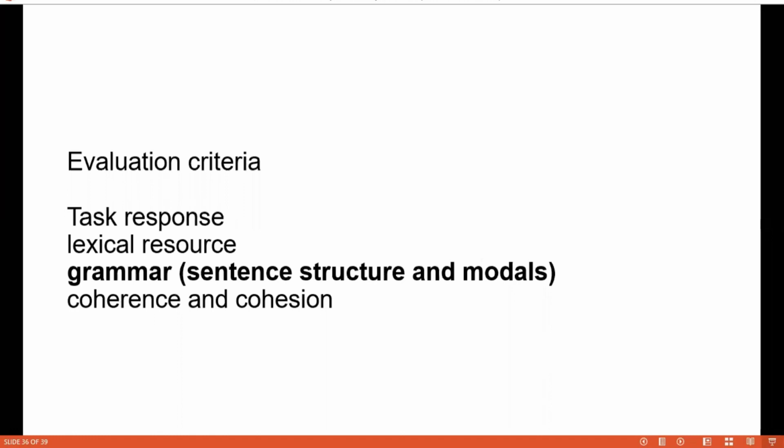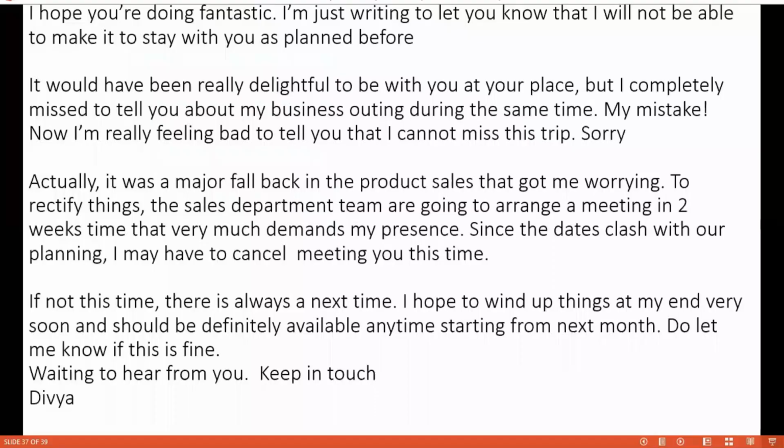Next, the grammar is all about sentence structure and modals, like I told you before. Sentence structure is nothing but there has to be a mixture of simple, compound and complex sentences. And modals, like I told you: will, would, can, could, may, might, shall, should. Wherever possible, you use them. Don't intentionally try to create a scenario just to use them. It may not look good. So here, if you see the very first sentence, I hope you're doing fantastic.